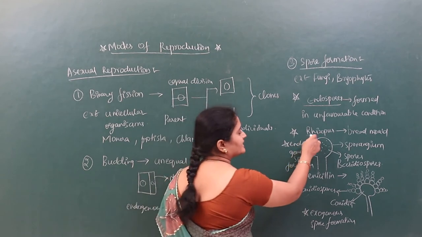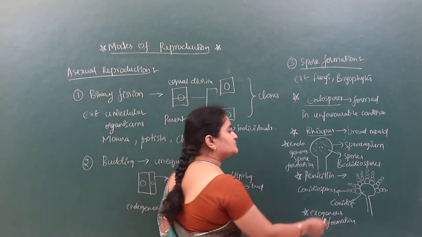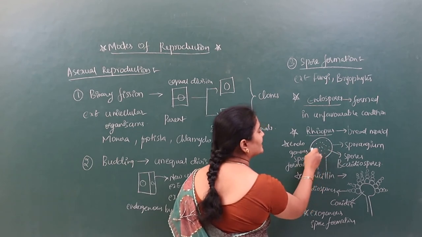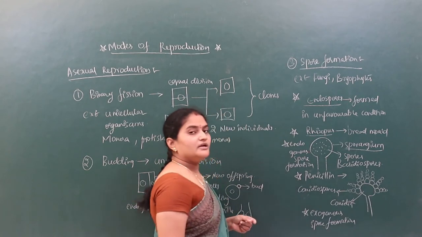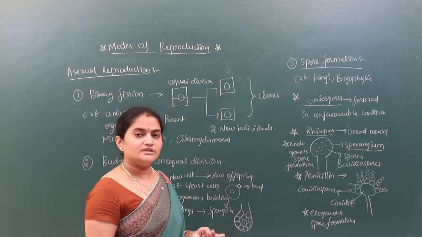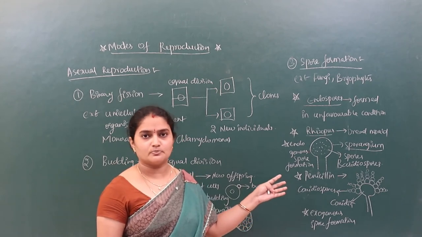And the next one is Rhizopus. It is also called bread mold. Here, during unfavorable conditions, all the spores will be present inside the sporangium. If the spores are covered within the sporangium, that type of spores are considered basidiospores.